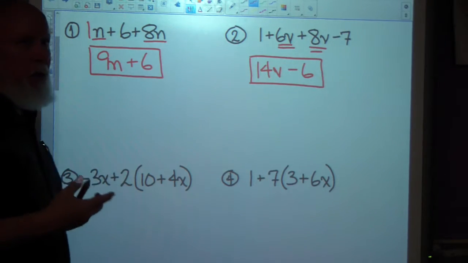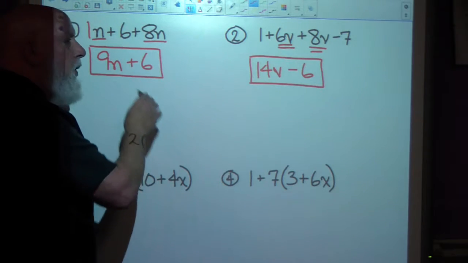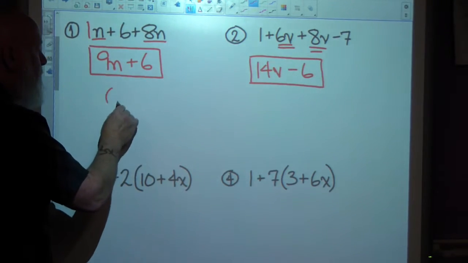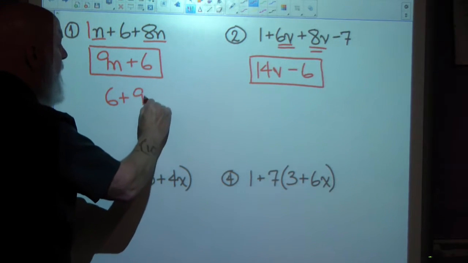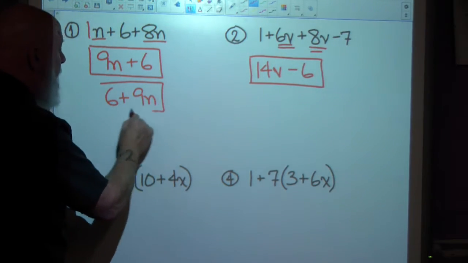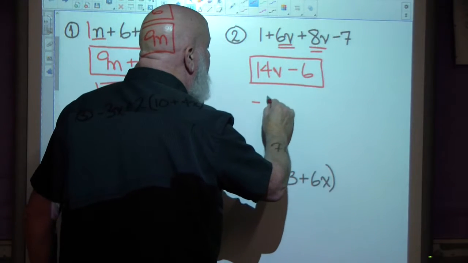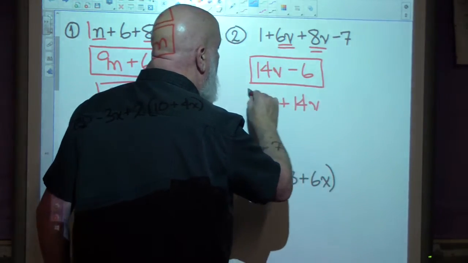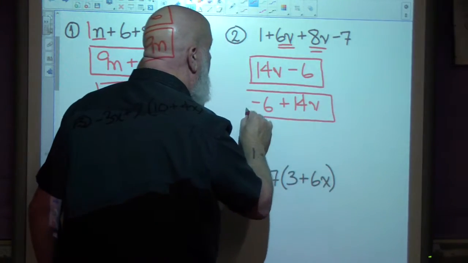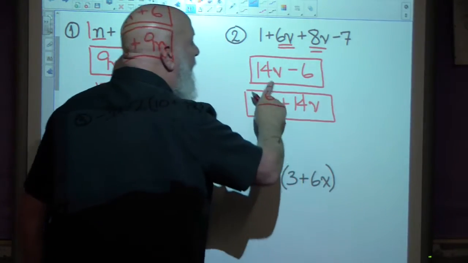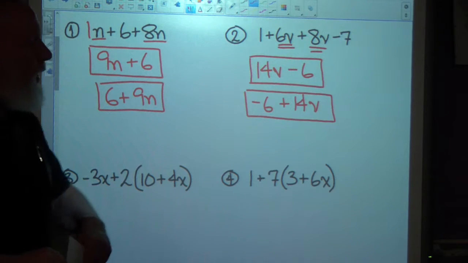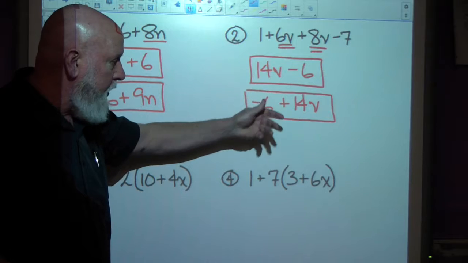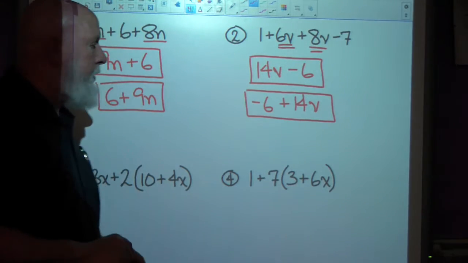Also, always remember, they don't have to be written in this order. I have a tendency to write it in standard form, which is the highest power of the variable, and then write them in descending order. But you could just as easily call this 6 plus 9n, and that would be correct. And negative 6 plus 14v would be correct also. So don't think that it has to be written like that. It doesn't. We want to make sure that the 6 is still negative if we're going to change the order, and the 14 remains positive.